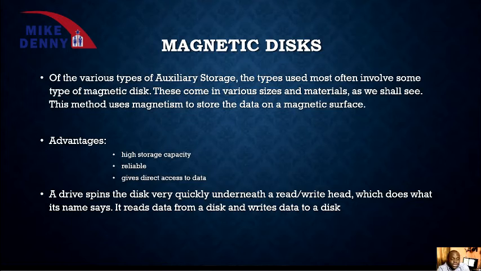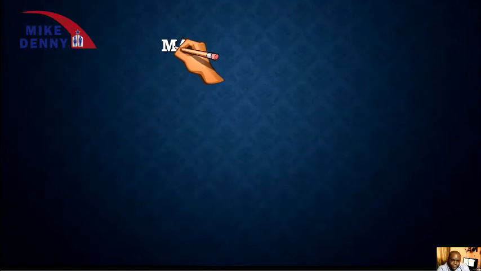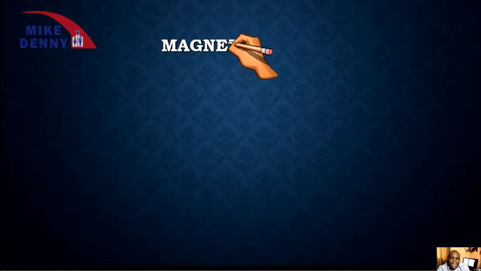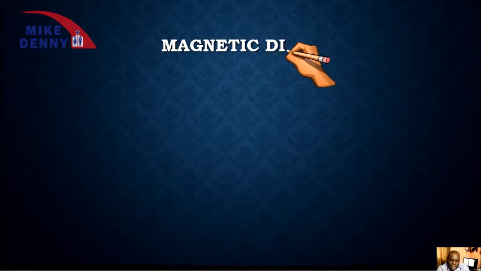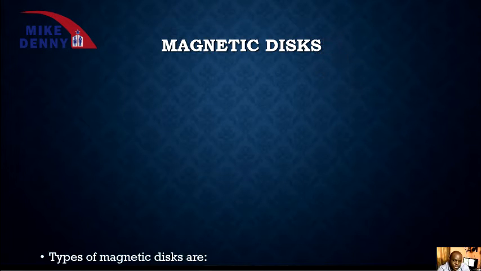So it's good to have something that has a name reflecting exactly what it does. So let's go a little bit deeper into magnetic disk, because this is the most common type of storage device. Okay, so we are talking about magnetic disk. Very interesting. And this is what you should know.